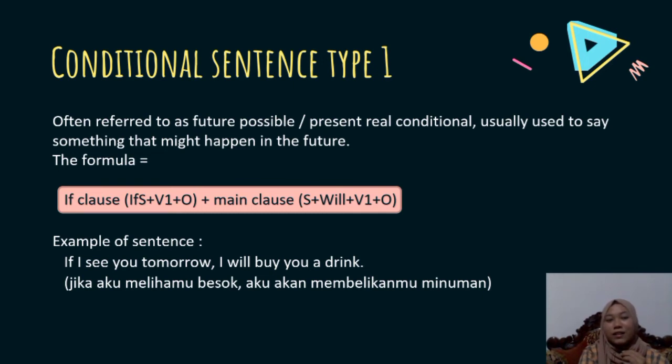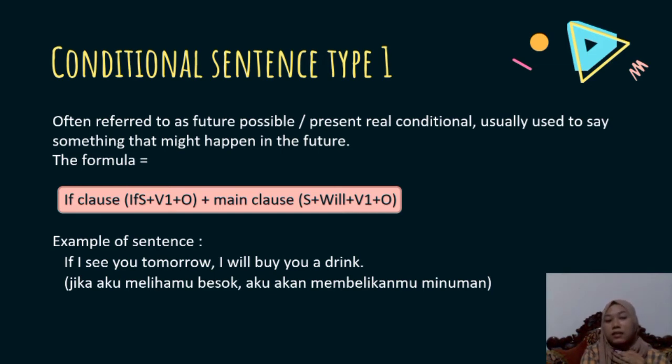Next we learn about conditional sentence type 1. This conditional sentence type 1 often referred to as future possible or present real conditional, usually used to say something that may happen in the future. That is, if you use this conditional sentence, it means that you are sure that the conditionality will still happen in the future. The if clause is usually in the present simple tense.